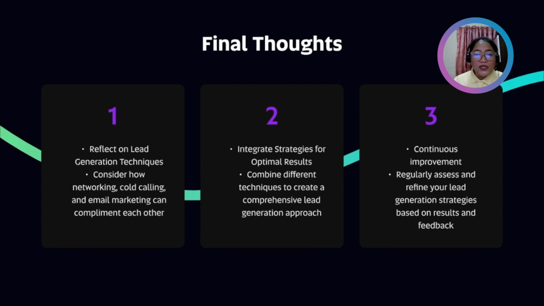Lastly, always focus on continuous improvement. Regularly reviewing the effectiveness of your strategies allows you to adapt and refine your approach. Pay attention to what works and be willing to make changes based on results and feedback. This iterative process helps ensure that your lead generation efforts remain effective and aligned with your goals.